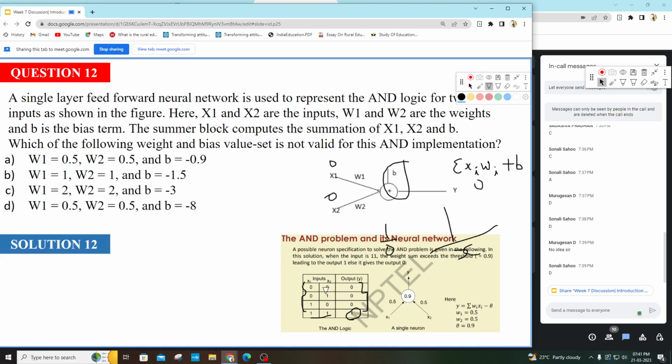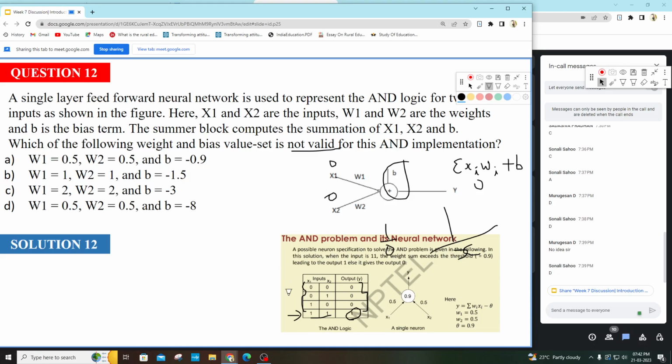So when we are designing this AND problem in a neural network, we have to take care of this last step. The last step is when we have these two inputs and we multiply by the weights, we should get something, not 0. So that will be our answer. So here it is asking which of the following weight values is not valid, meaning which of the 4 are wrong. So let's check this first one.